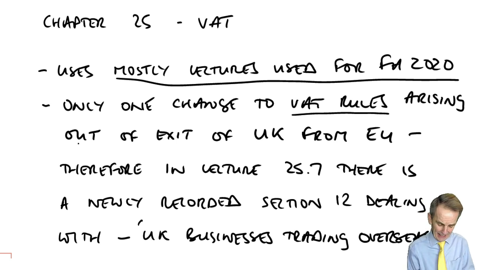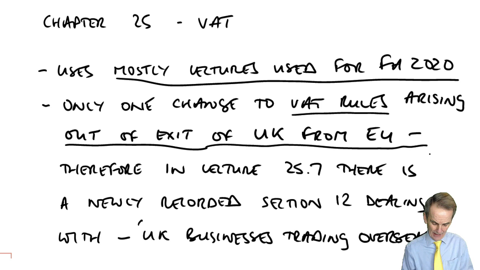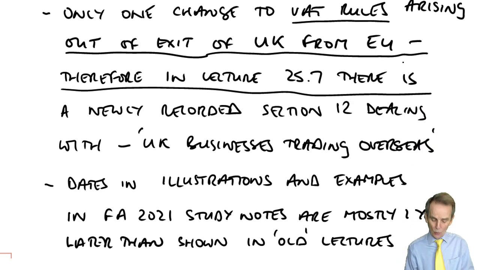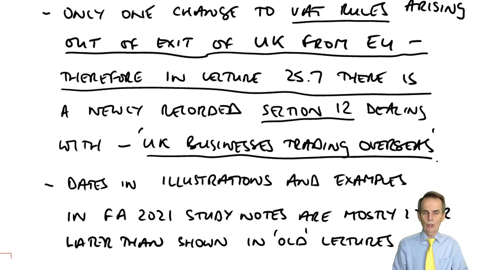And that arises out of the sad exit, some may say, but certainly the exit of the UK from the EU. So in the final lecture, 25.7, within this particular chapter, there is a newly recorded section 12 dealing with UK businesses trading overseas. We might have a UK business that either exports to overseas countries or imports from overseas countries. And whether that be goods or services, how do we deal with the VAT in relation to those transactions?